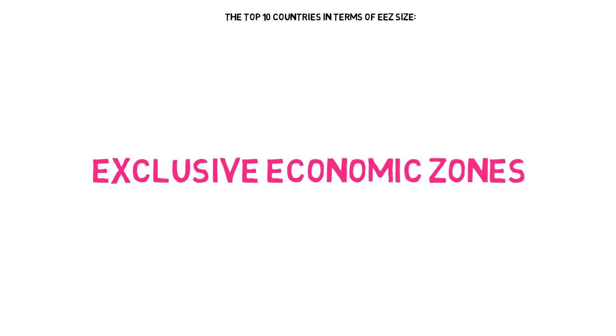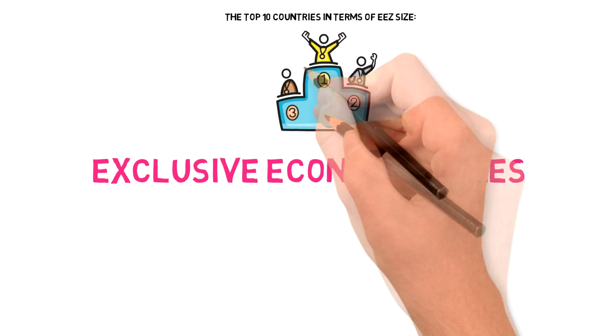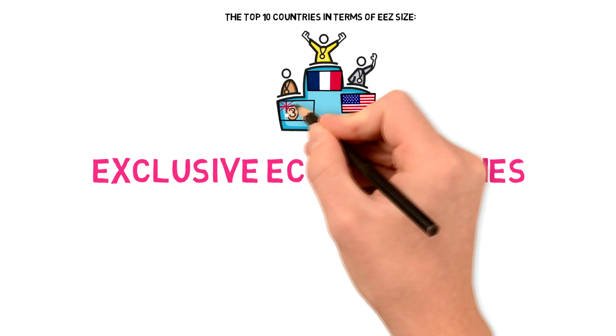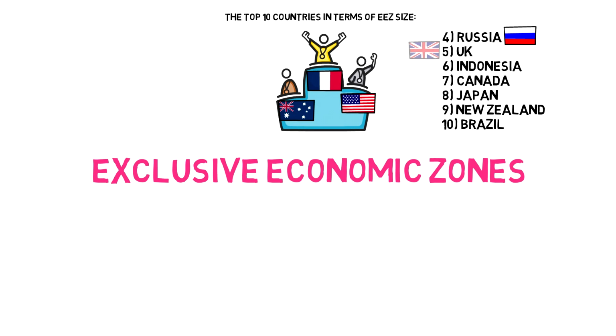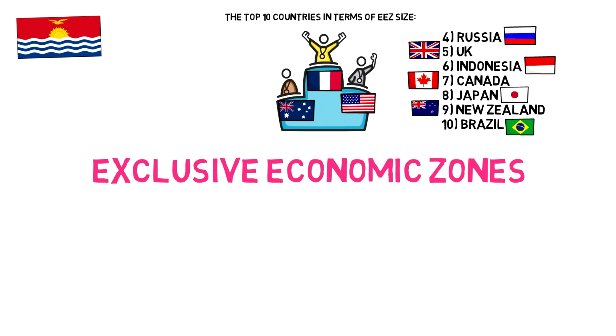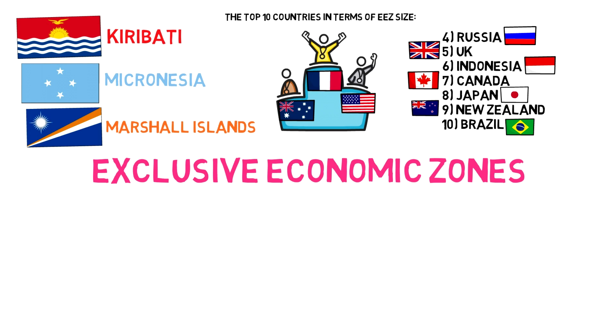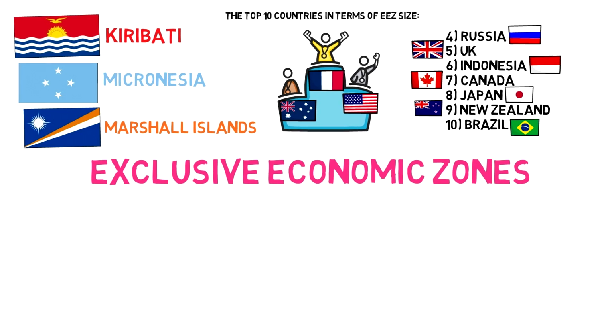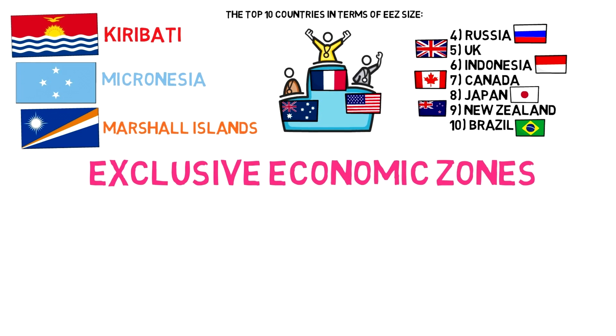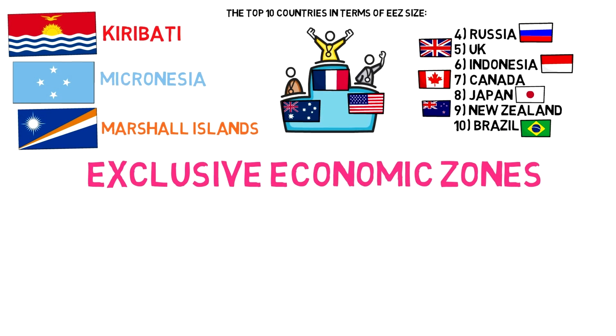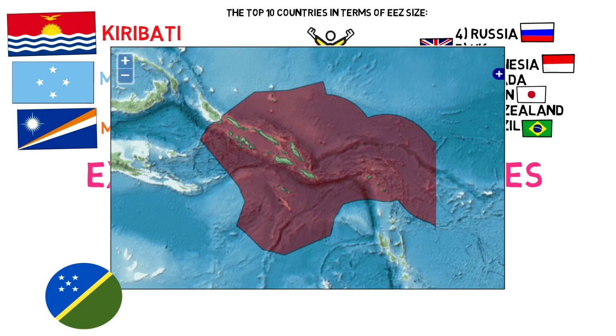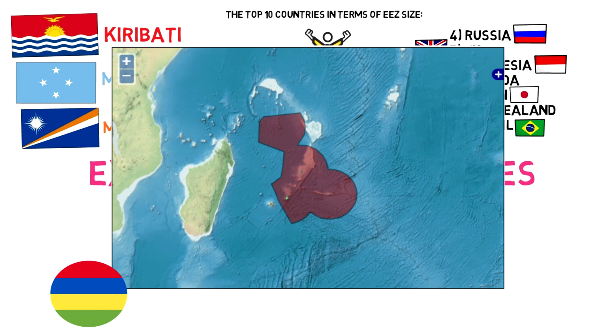The top 10 countries in terms of EEZ size are France, the US, Australia, Russia, the UK, Indonesia, Canada, Japan, New Zealand, and Brazil. Countries with large coastlines are necessarily in a better position, as are the islands. Kiribati, Micronesia, and the Marshall Islands all occupy slots in the top 20, despite being incredibly small. Other honorable and surprisingly big size mentions within the top 30 are Portugal, the Solomon Islands, Seychelles, Mauritius, and Fiji.